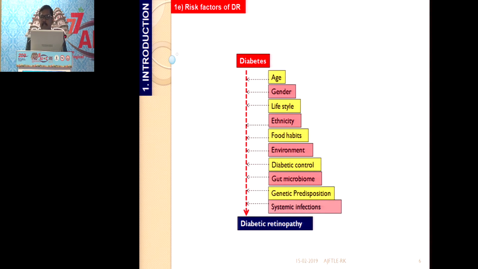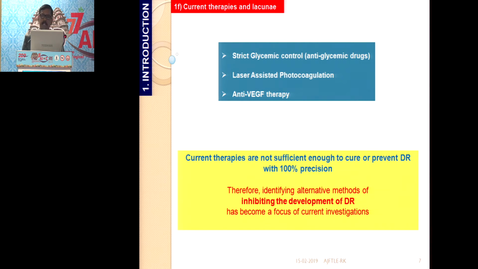There are several risk factors attributed to diabetic retinopathy, including age, gender, lifestyle, gut microbiome, and systemic infections too. And what are the remedies? Currently there are three different remedies: strict glycemic control, anti-VEGF therapy, or laser-assisted photocoagulation. However, these therapies are not enough to cure or prevent diabetic retinopathy with 100% precision. So we need to find other alternate methodology to design a therapeutics.